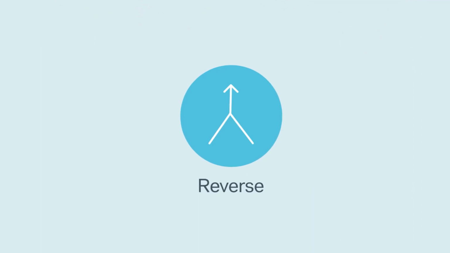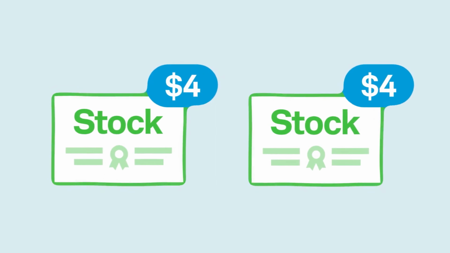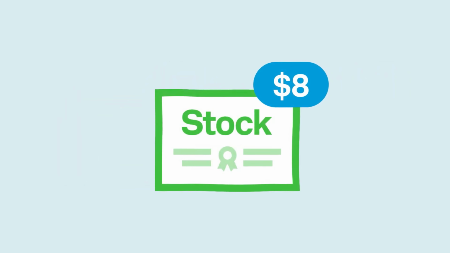In a reverse split, a company reduces the number of its shares outstanding and proportionally increases the price per share. A reverse split is mostly used when stocks fall to a critically low price. This move lets the company meet the minimum requirements for a stock exchange and avoid being delisted.